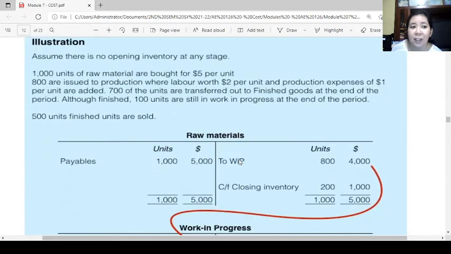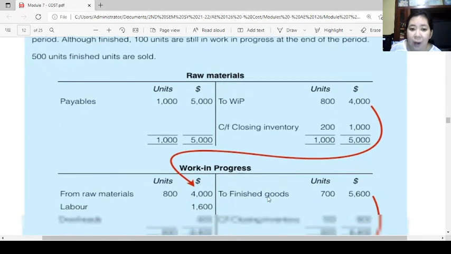So we have here an illustration, okay, to explain further. For raw materials, for example, we have raw materials bought for 5 per unit. So we will debit it in the raw materials T account for 5,000. And then once they are issued to production, in this case, it's 800 units, we will credit it for 4,000, so units times its unit cost. And then our ending inventory for raw materials can be determined. Okay, in this case, it's 200,000.